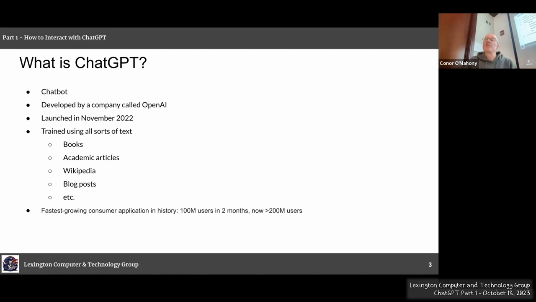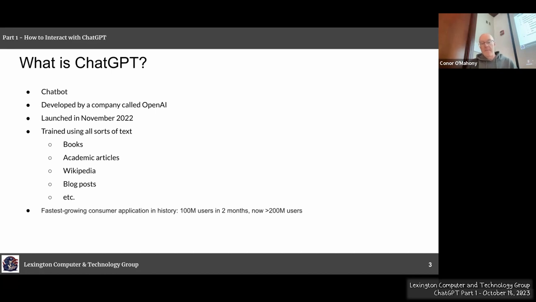ChatGPT itself was launched in November 2022. So as I mentioned, it was about 3 years ago when I first came across this technology. At that time, it was not in the guise of a chatbot. It was in the guise of an API that companies could use to build their products on top of these capabilities.